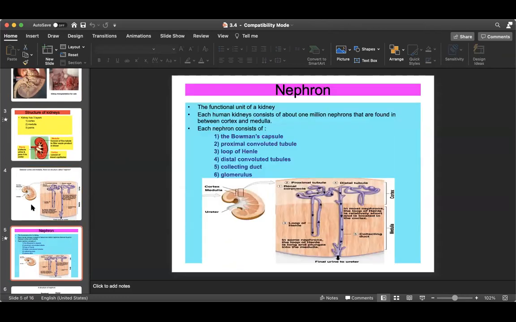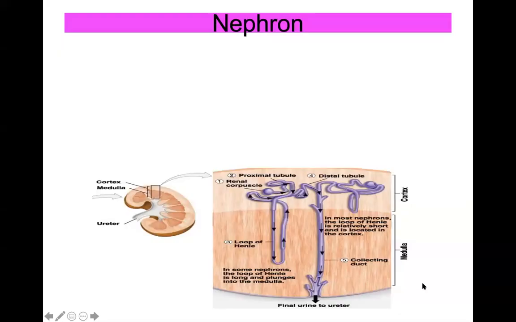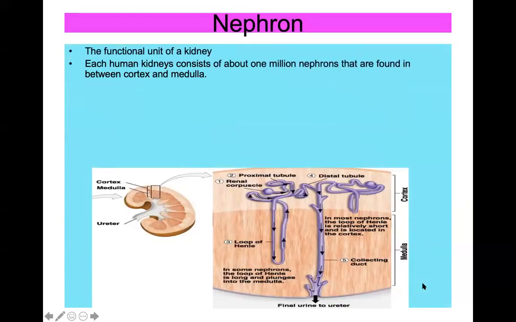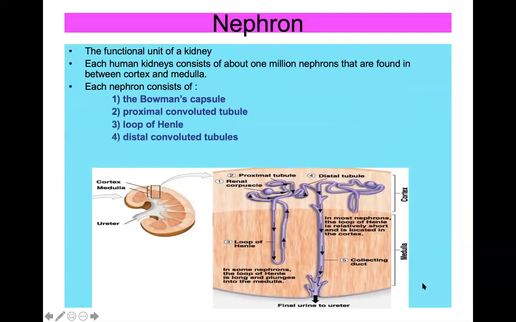Okay, guys. So yesterday we learned that the nephron is a kidney cell that contains 6 different things, which are Bowman capsule, proximal convoluted tubule, loop of Henle, distal convoluted tubule, collecting duct, and the last one, glomerulus. Okay, so I just want to make some revision.